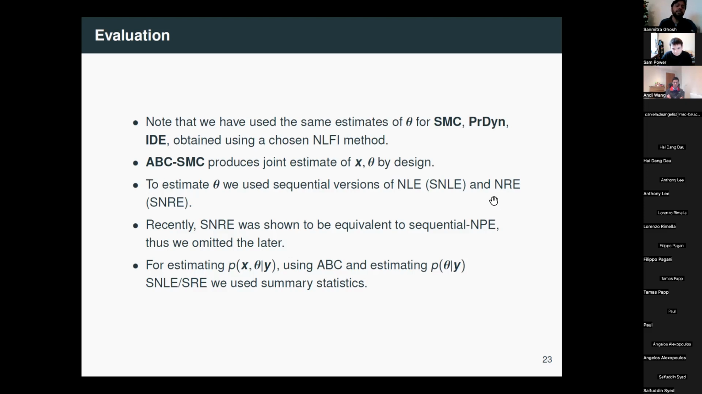But the idea basically is that using likelihood and ratio estimation, we can generally cover the whole ambit of NLFI methods. Right? And we have used summary statistics for ABC as well as SNLE, SRE for the latter to estimate theta and for the former to estimate the joint, because that's what's done in the literature.